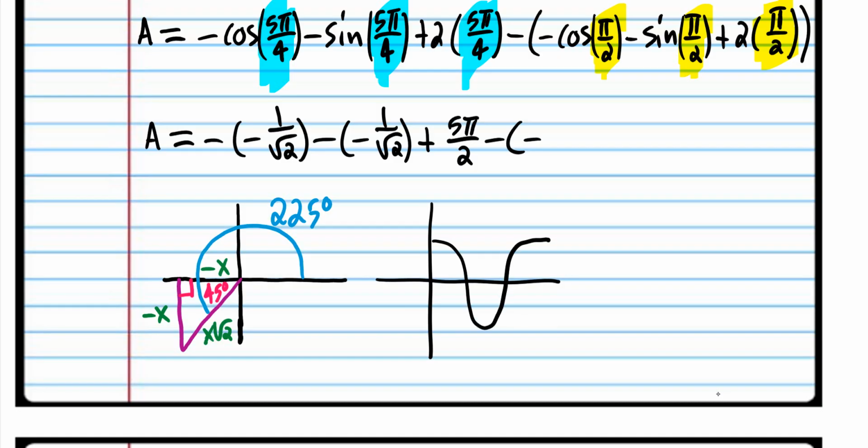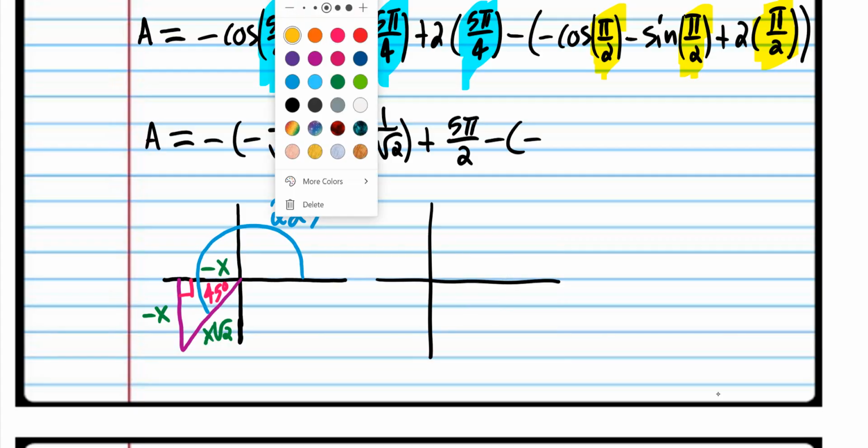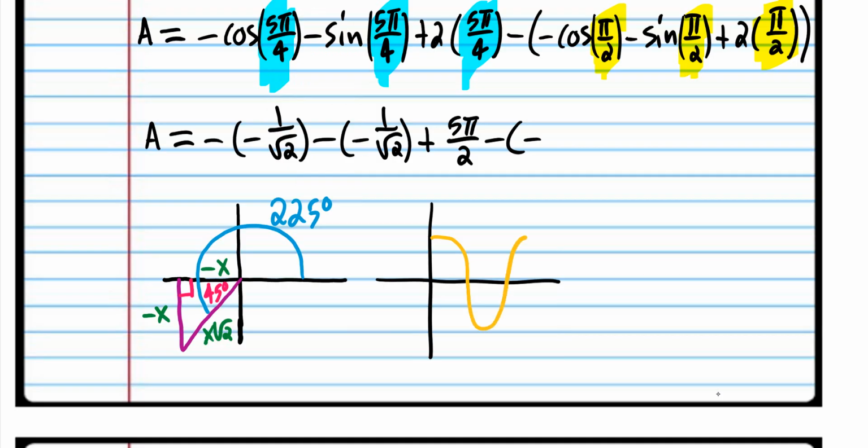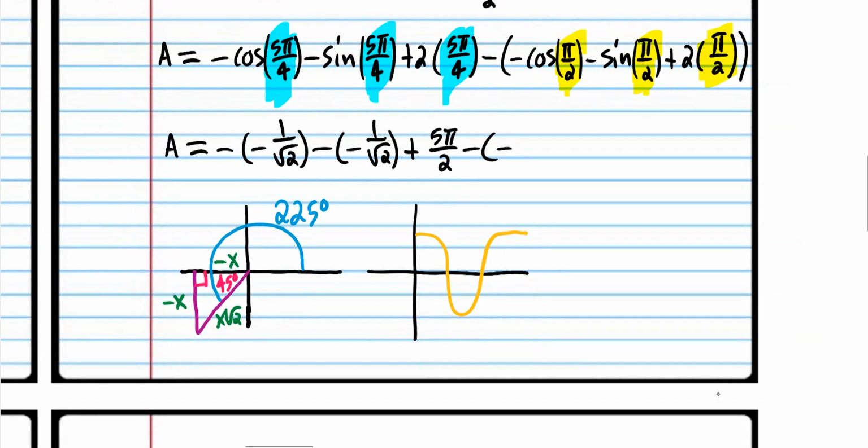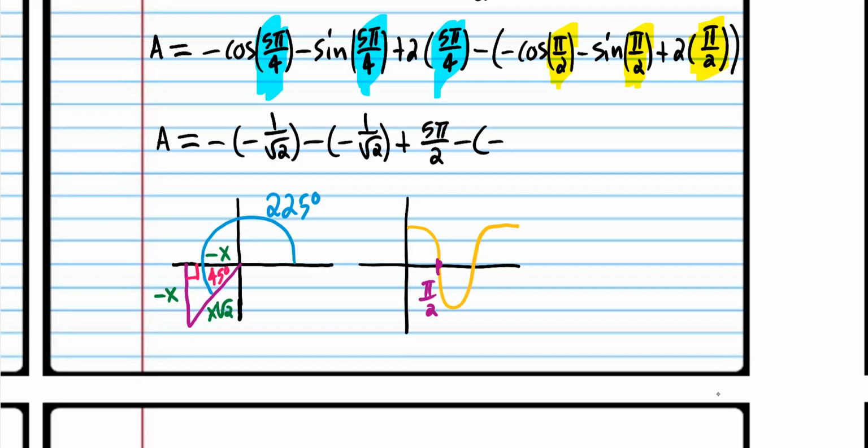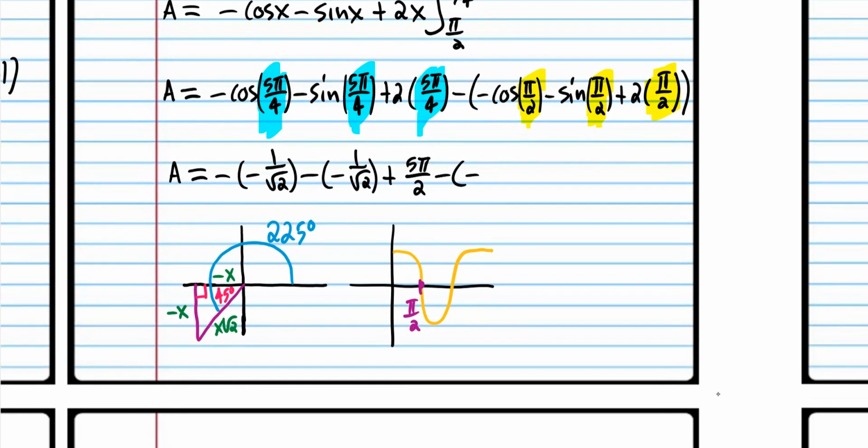So that's the cosine curve. I guess I can use yellow for that. It doesn't really matter what colors we use, but if you recall, pi over 2 brings us down to here, and you can see that the y value of that point is 0. So cosine pi over 2 is just 0.